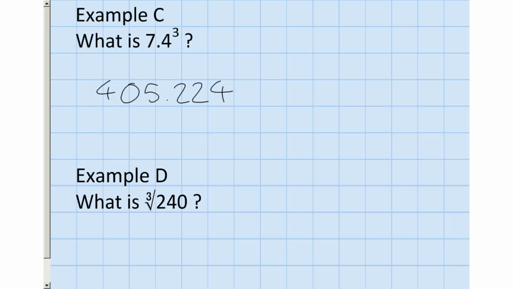Example D, what is the cube root of 240? So a chance to check out how you do cube roots. You should get a big long decimal, 6.2144650, and so on. We've not looked at rounding, as I said before, so we're just going to leave that right at the first number after the decimal point, so we're going to say that's 6.2.